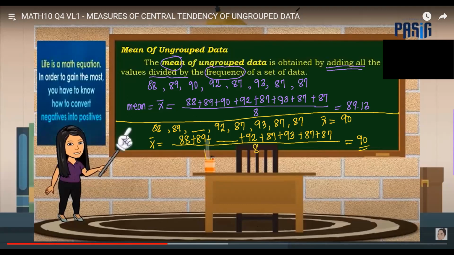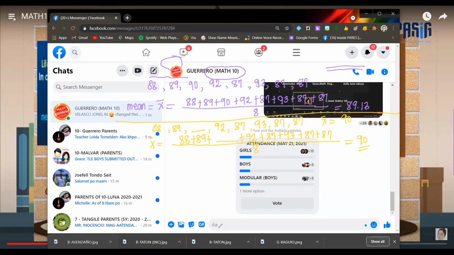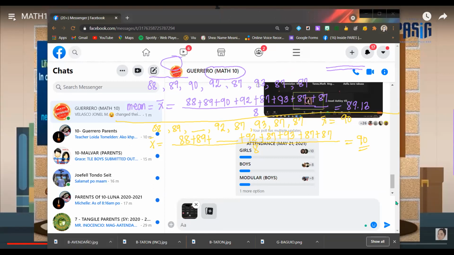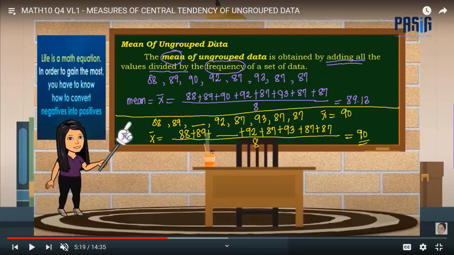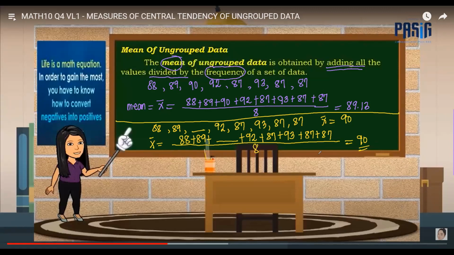95. The grade you need is 95. So how did you get the answer? What did you do? Sige, bawi ka, kasi ngayon ka lang pumasok. Tagal kong hinihintay ang pagpasok mo. What did you do? Share mo sa amin.